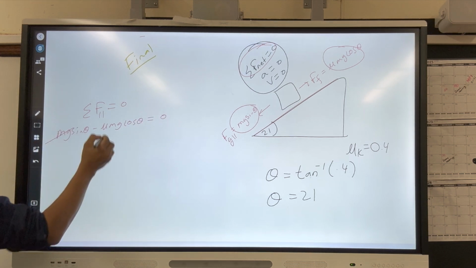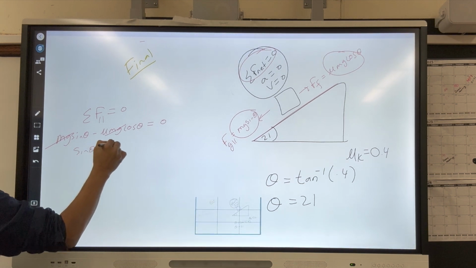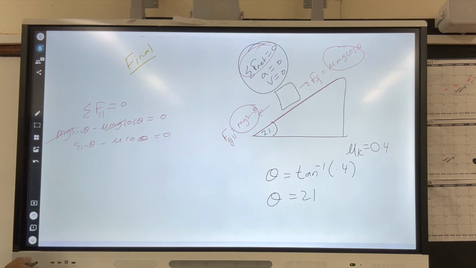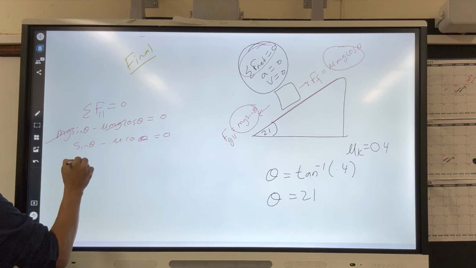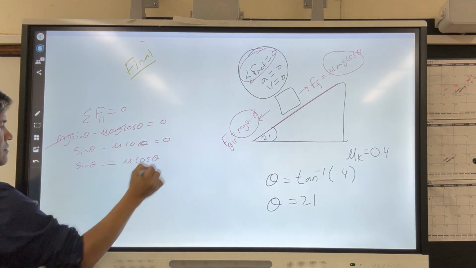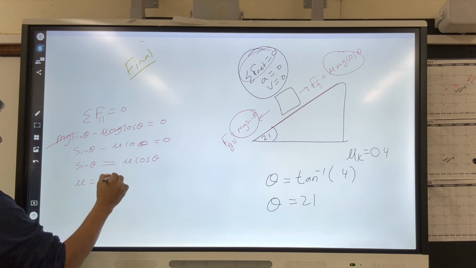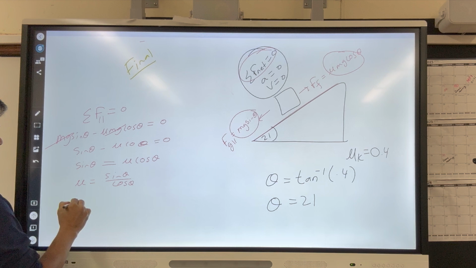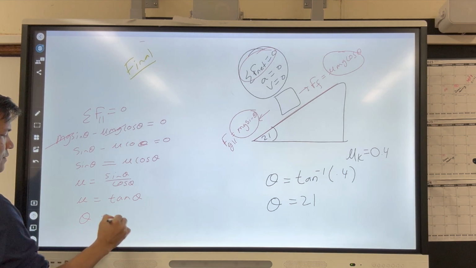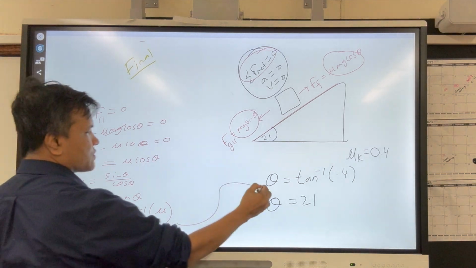Divide everything by mg. Okay, so you have sine theta minus mu cosine theta is equal to 0. So what do you see? You see sine theta is equal to mu cosine theta, right? So you see that mu is equal to what? Sine theta over cosine theta. So mu is tangent theta. So theta is equal to inverse tangent mu, and that's what gives you this answer.